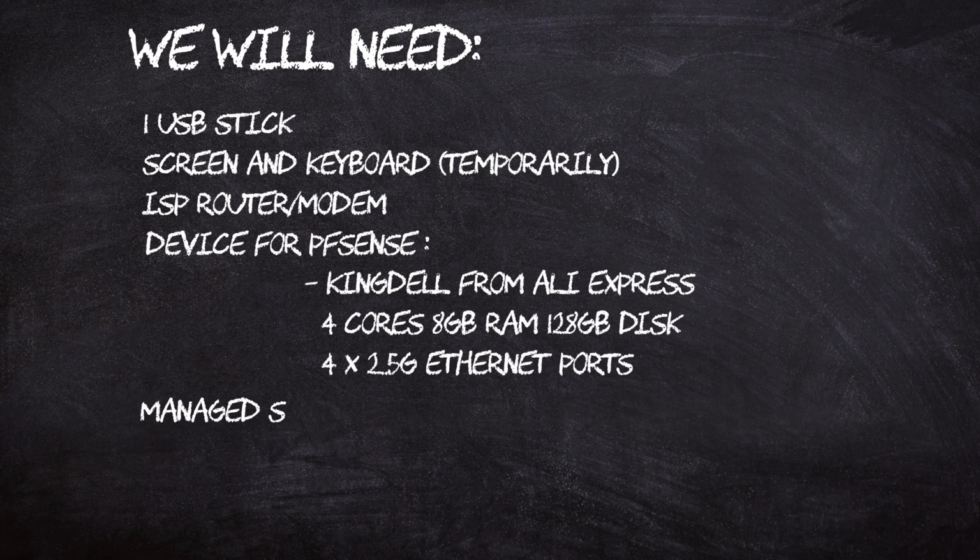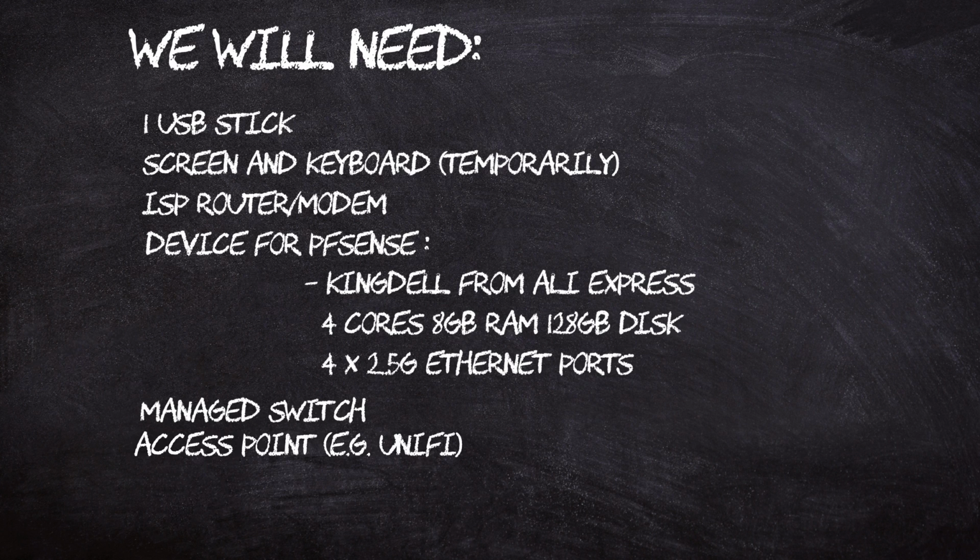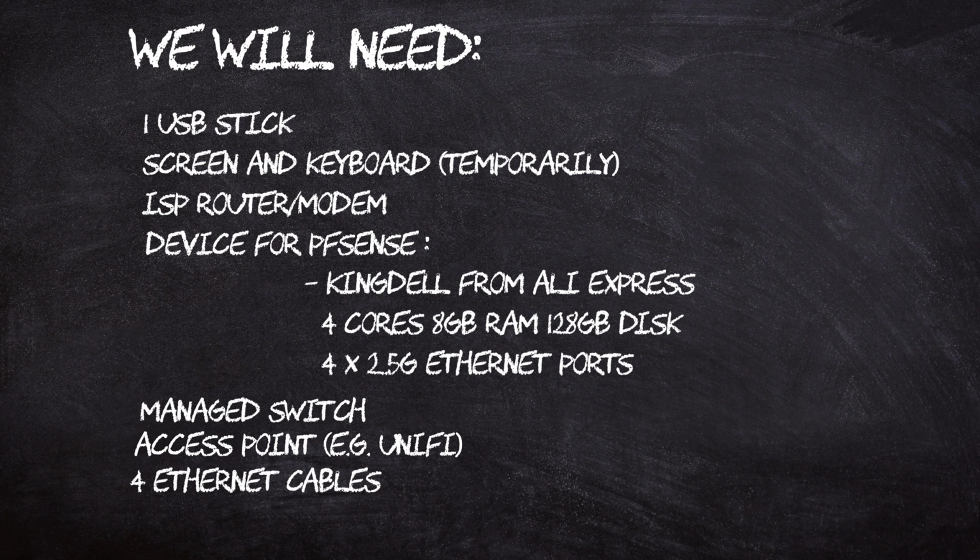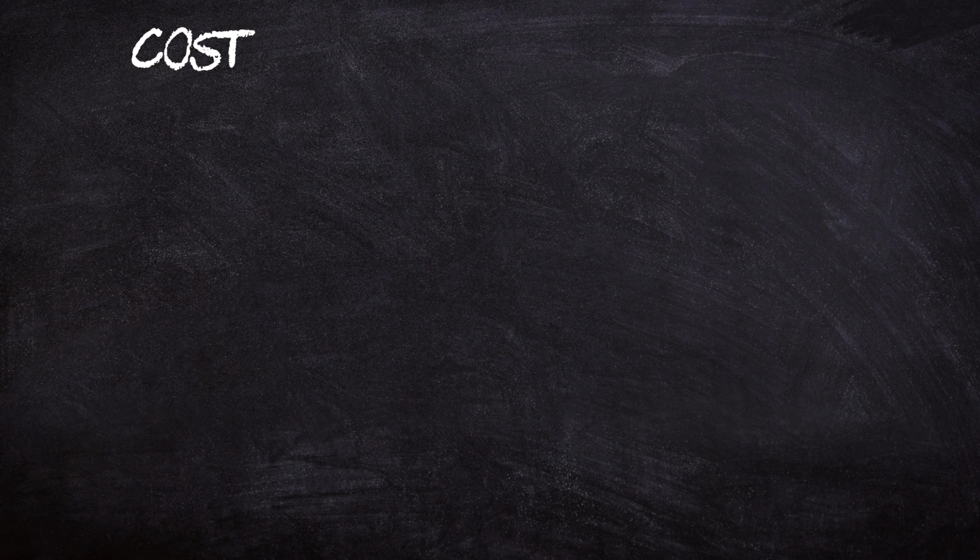Another thing you're gonna need is a managed switch for future VLAN support, and we will be doing VLANs in this channel. And another thing you might need is an access point. Ideally, one that supports VLANs like a UniFi or a TP-Link. You can get away without an access point, and I am going to talk a little bit more about that towards the end of the video. And for Ethernet cables, I personally always use Cat7 cables, but you're free to use whatever you think is best. How are we doing about the money?